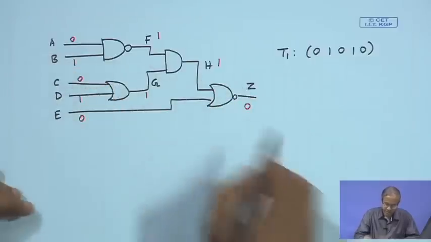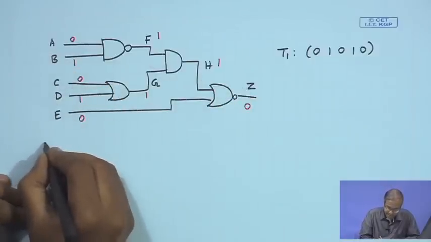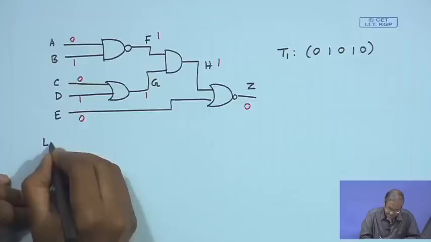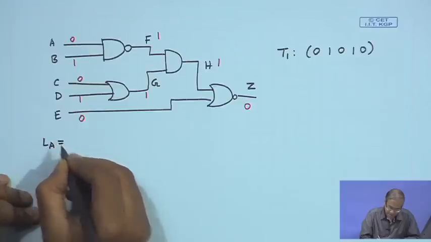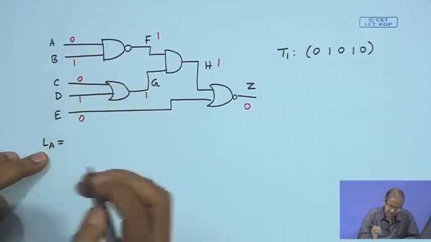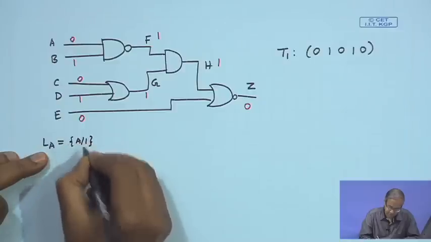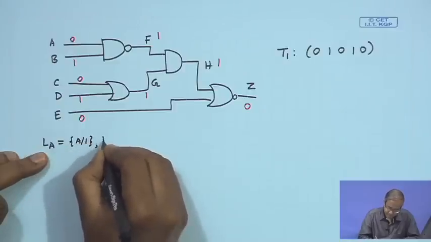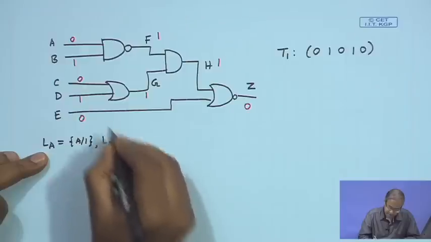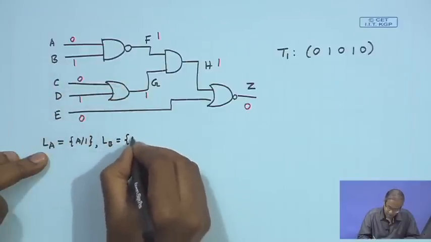So, we start from the input side. See, LA is a primary input, A is a primary input. So, LA will contain only those faults which change the value of A, which means only A stuck at 1, right. Similarly, LB will be, B is at 1. So, B stuck at 0.